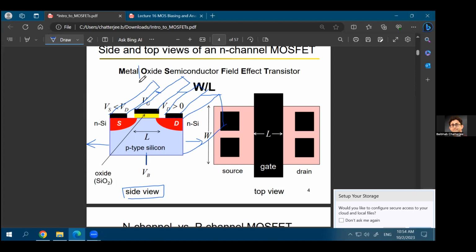Now, if you look from the top, let's say you're looking from the top, your top view will look like something shown on the right-hand side. So this is the side view on the left-hand side of the 3D structure. And on the right-hand side, what you see is the top view of the same 3D structure.